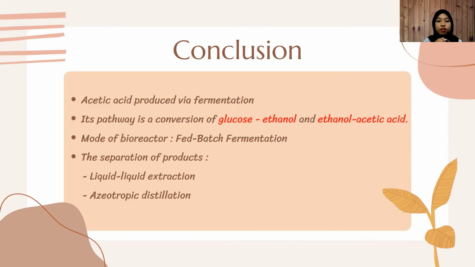We have come to the last part of the presentation where I will summarize all my friends' points just now. We know that acetic acid, also called ethanoic acid, is produced via fermentation. Its pathway is a conversion of glucose to ethanol and ethanol to acetic acid. The mode of the bioreactor of this fermentation process is fed-batch fermentation. And lastly, we also know that the separation of product can occur in two methods depending on each requirement, which are liquid-liquid extraction and azeotropic distillation. So I think that's all from our group. Thank you.